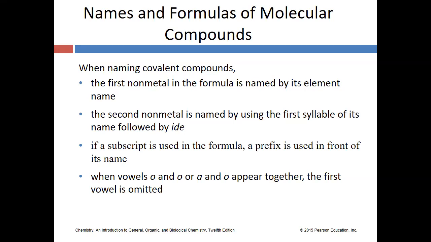So, for example, if there are 4 oxygens, the prefix for 4 is tetra. Oxygen would be either oxygen or oxide. Well, instead of saying tetraoxygen or tetraoxide, I'm just going to take that A out. Tetroxide. It's a stylistic thing. Basically, so you don't have to make your mouth make a bunch of weird vowel sounds in a row.